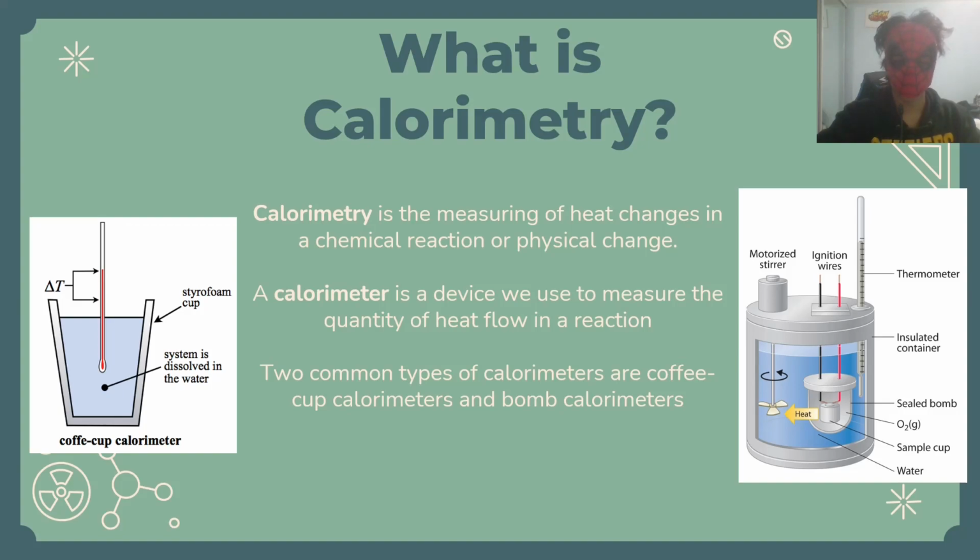There are two common types of calorimeters that we will discuss in this lesson: the coffee cup calorimeter and the bomb calorimeter. The coffee cup calorimeter is a simple and inexpensive device that is commonly used in undergraduate labs. On the other hand, the bomb calorimeters are more complex and expensive, but they allow for more accurate measurements at high temperatures and pressures. There is a coffee cup calorimeter diagram on the left.